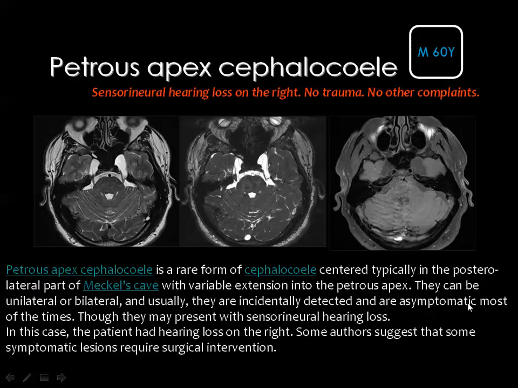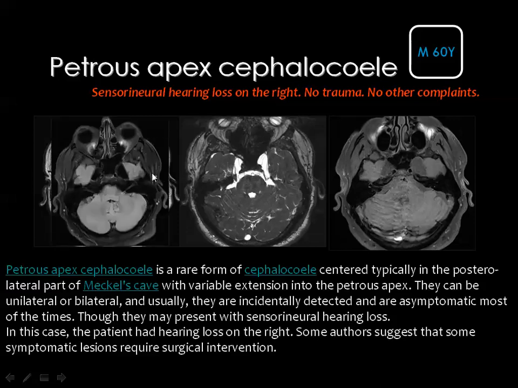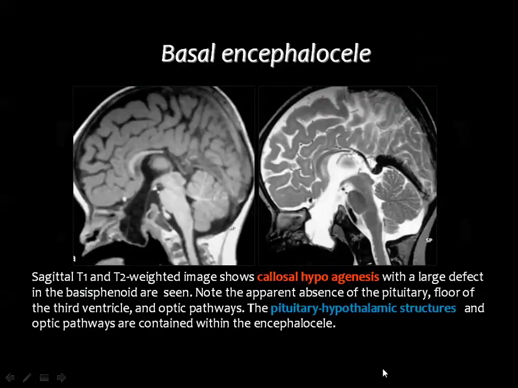They are incidentally discovered and asymptomatic in most cases, but some patients may present with sensorineural hearing loss. The contents of this cephalocele, in spite of its name, are only CSF, which will follow the CSF signal in all pulse sequences: in T1, T2, and FLAIR images, it will follow the signal of the CSF.